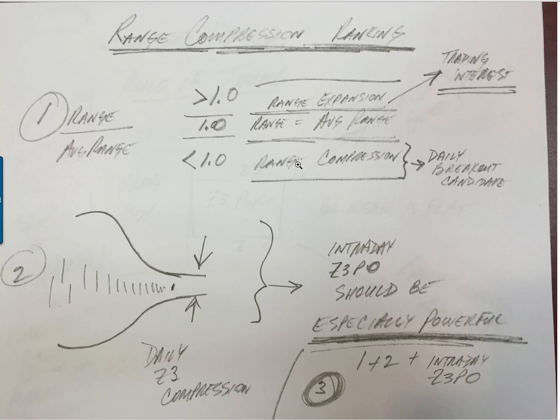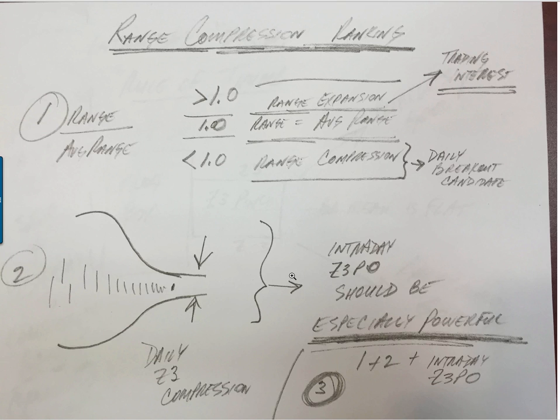If it's less than 1.0, then you're having range compression, which is what you like, and then this becomes a good candidate for daily breakouts using either swing trading or that Z3po that we looked at. So suppose in case number 2, you had a sideways quiet channel on a daily chart where you had some volatility and then it quieted into a sideways quiet channel and you got a pinch on the daily bars. We call that a daily Z3 compression. Then when you get an intraday Z3po, it should be especially powerful.